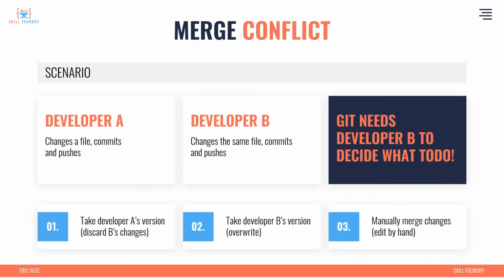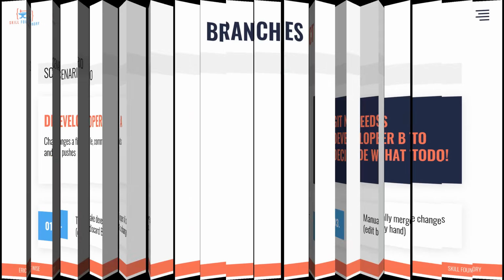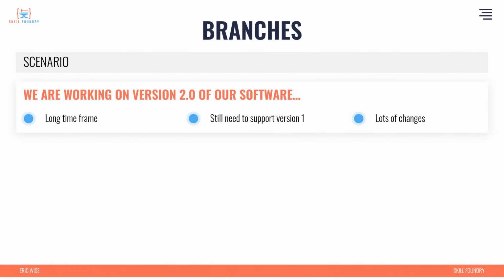Now, the other Git concept that's a little more advanced that you'll run into is called branching. In branching, we have a specific scenario. We're working on version 2.0 of our software, and this is something that's going to take us a long time. And we still need to be able to push and pull and commit changes to version 1 while we work on version 2. And there's going to be a lot of changes.